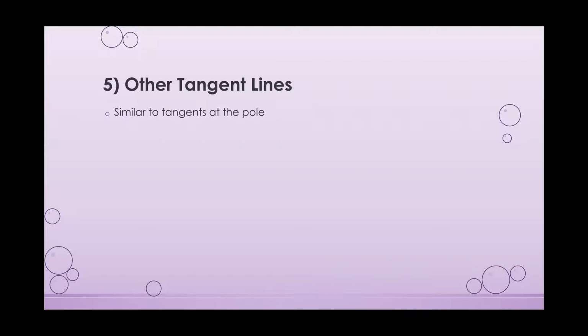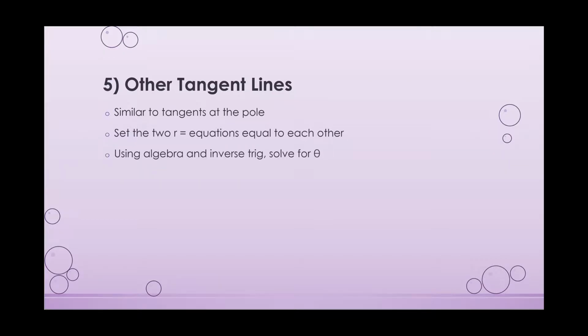Next, we're going to talk about other tangent lines in general. This is very similar to tangents at the pole. However, we have to set the two r equals equations equal to each other. We have to solve for theta using algebra and inverse trig, and then we have to take the tangent of each theta and write the equations just as we did before.